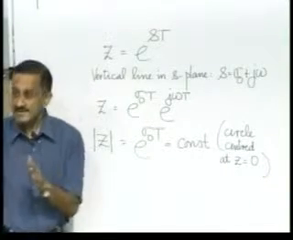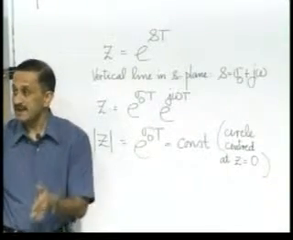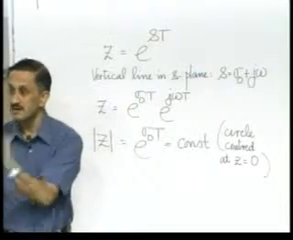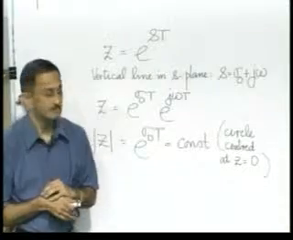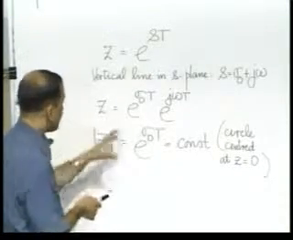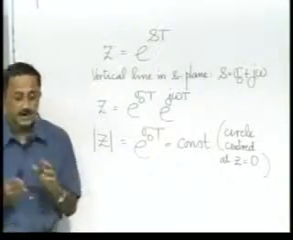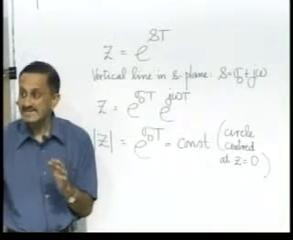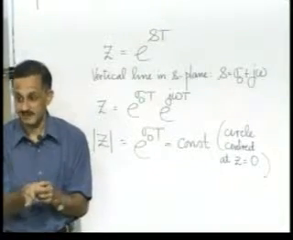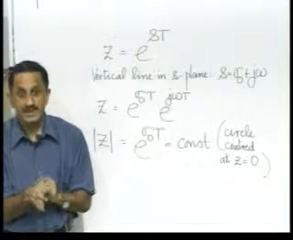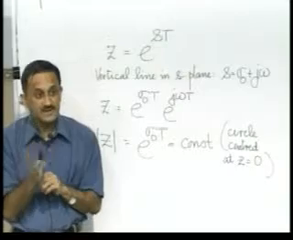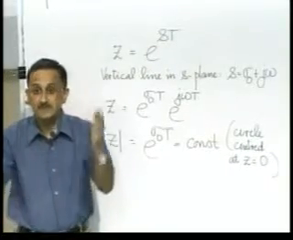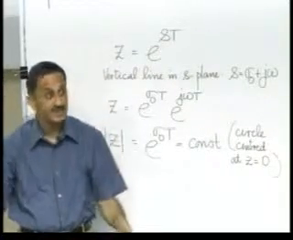So, therefore, a vertical line in the S plane maps to a circle centered at the origin in the Z plane. This is a very important observation, and therefore, a lot of things that we have been saying about vertical lines should carry over to circles centered at the origin. In fact, in the Laplace transform, regions of convergence lie between two vertical lines in the S plane.